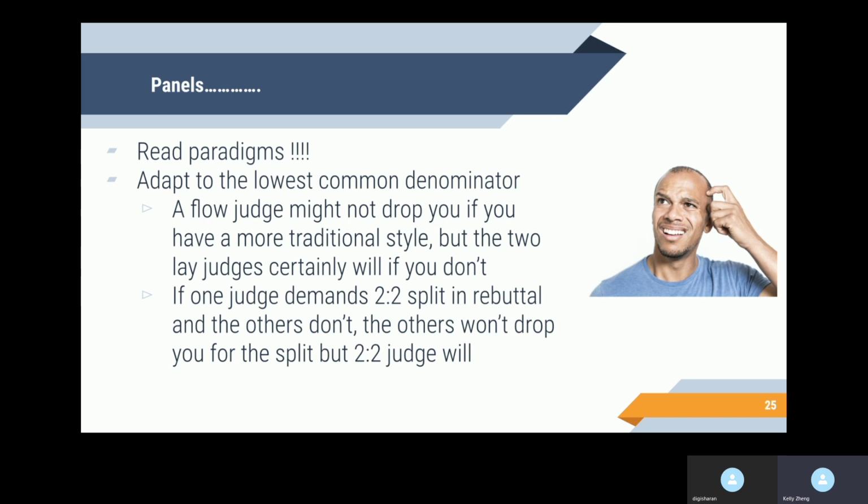So for instance, if you have one judge that demands a 2-2 split in a rebuttal and the other two don't, the others won't drop you for the split, but the 2-2 judge will drop you if you don't adequately adapt to his paradigm. So a lot of the time, this is about thinking of which judges are outliers. If there is one judge that requires you to read dates in your cards and you don't read them, you absolutely will lose that judge, but you're not going to lose the other judges. So make sure you're adequately adapting to what judges want as opposed to what you traditionally do. If you traditionally don't read dates and they ask you to, you should definitely do it, because that gives you a higher chance of winning that judge, and also the rest of the judges because they don't care.